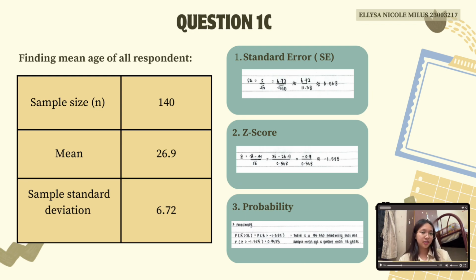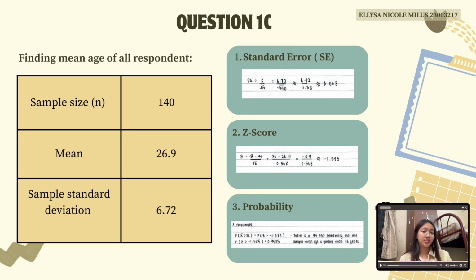These differences are then squared to eliminate negative values and emphasize larger deviations. We then sum up all the squared differences and divide this total by n minus 1, where n is the sample size, to account for the fact that we are working with a sample, not the entire population. Finally, we take the square root of that result to get the sample standard deviation, which tells us how spread out the age data is.